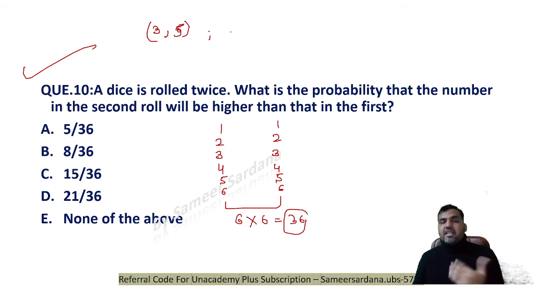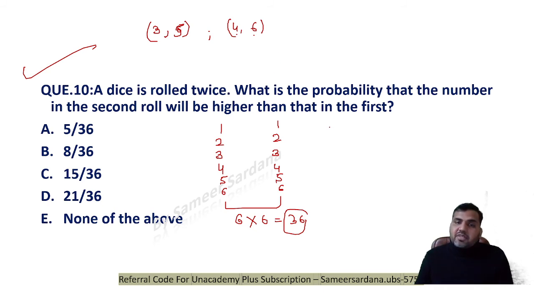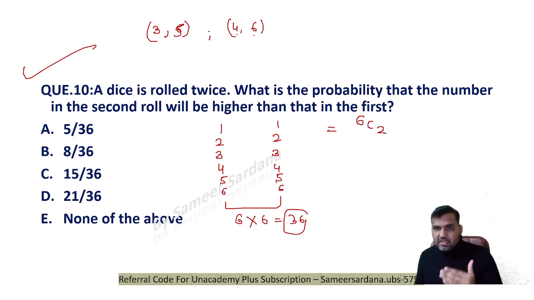If I pick any two numbers like 4 and 6, then there's only one possible way of arranging them in ascending order: 4 first, 6 second. So the favorable outcomes, right? In this particular question, my favorable outcomes will be the number of ways of selecting any two numbers out of 6, because once I select any two numbers out of 6, I can arrange them in only one way, if I want to arrange them in ascending order.